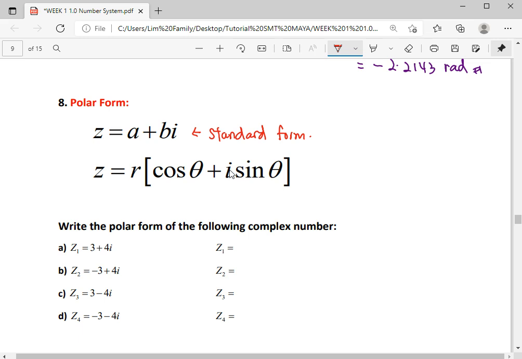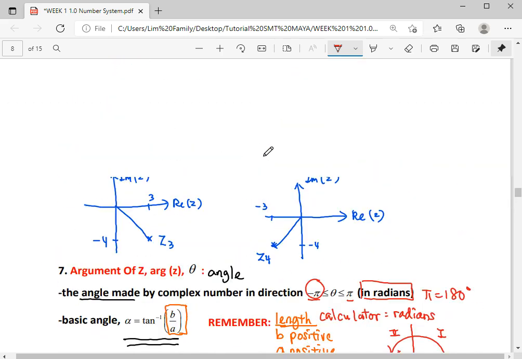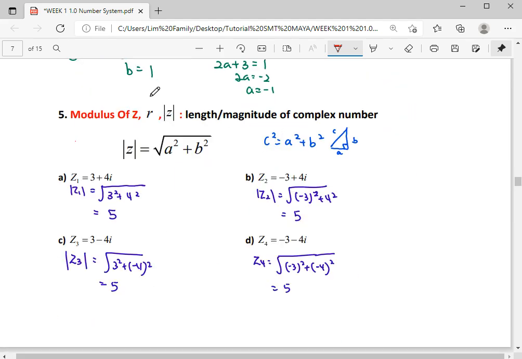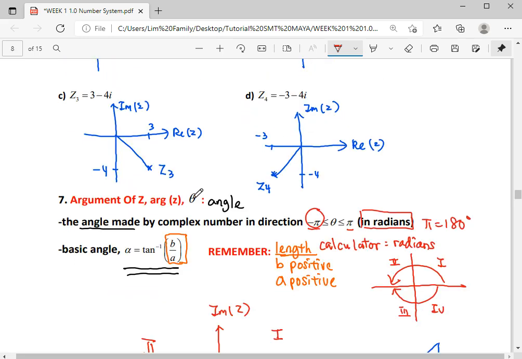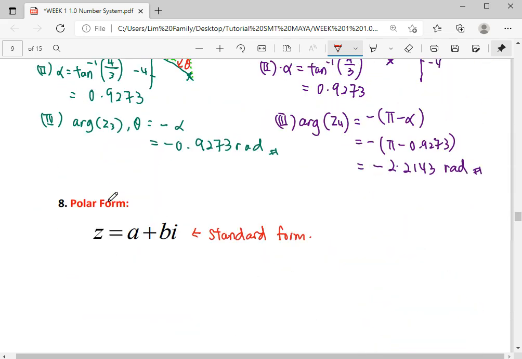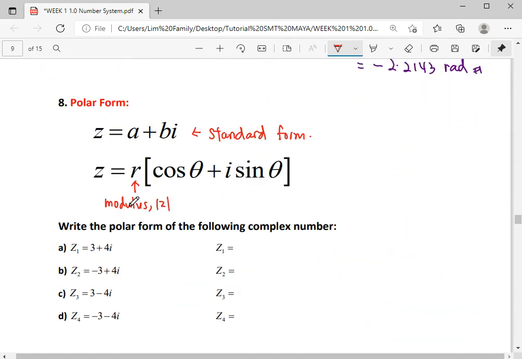So what we need here is R. R here represents your modulus. You will still remember just now. What is your R? The symbol R refers to the modulus of Z. Then what is theta? Theta is the argument of Z, meaning angle. So when you want to change to polar form, we need to find out what is the modulus and what is the argument. We need these two pieces of information. That's why what we learned just now is modulus, and after that we learned argument.